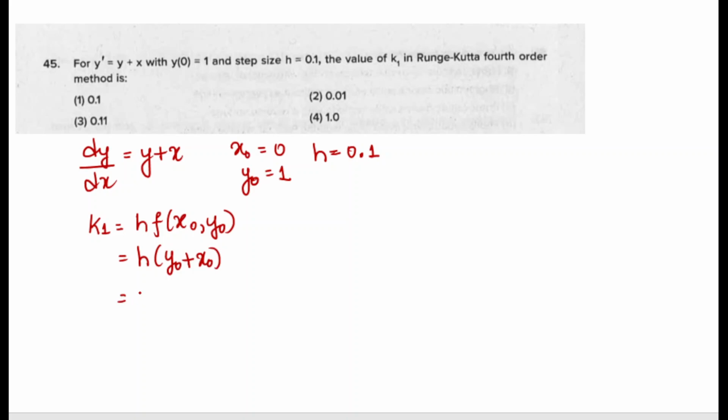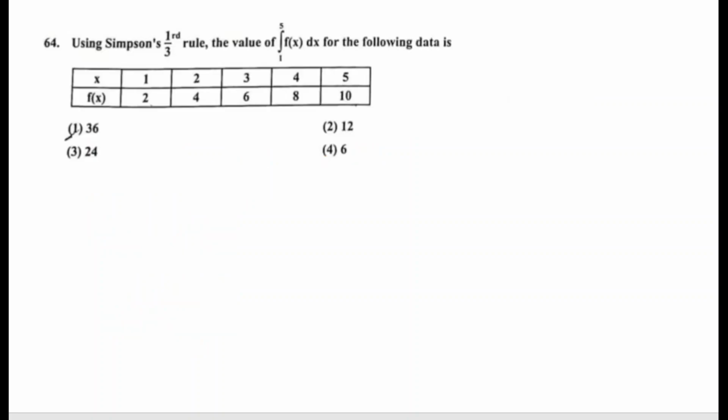So what is the value of h? It is 0.1. y naught is 1 plus 0, 1 into 0.1 is 0.1. So the k value is 0.1. Option 1 is the right option. This was recently asked, that is 2024. Yes. Let us proceed to the next question.